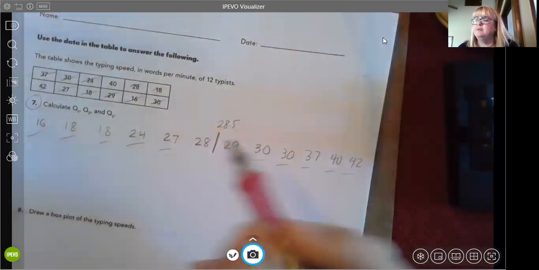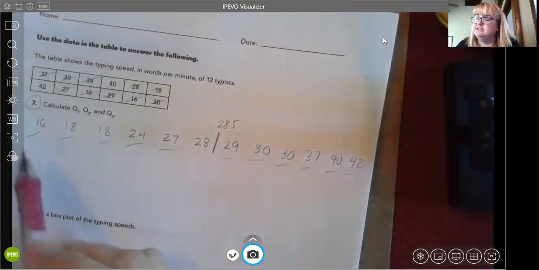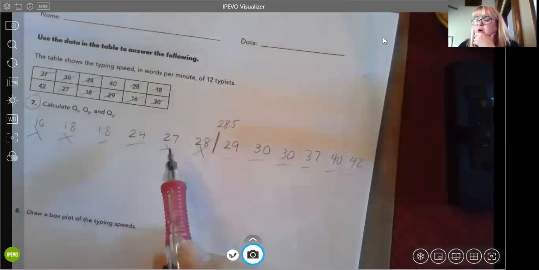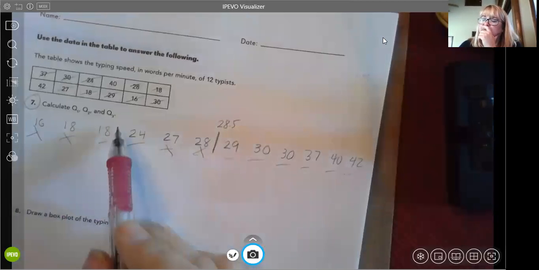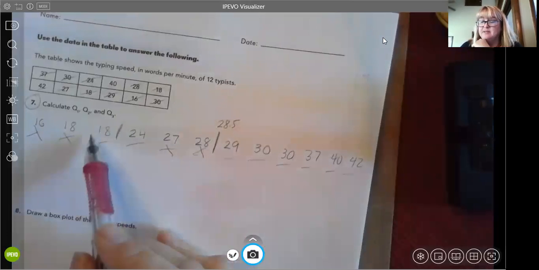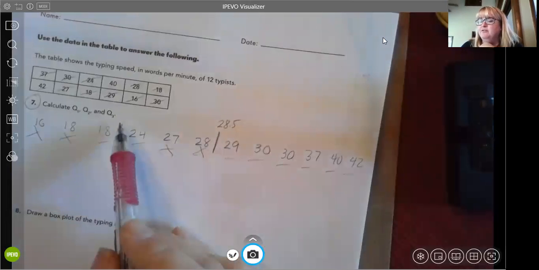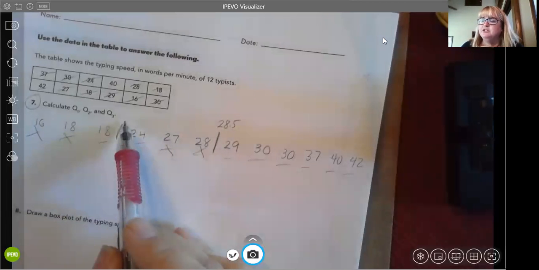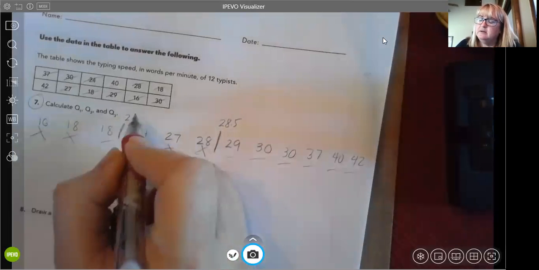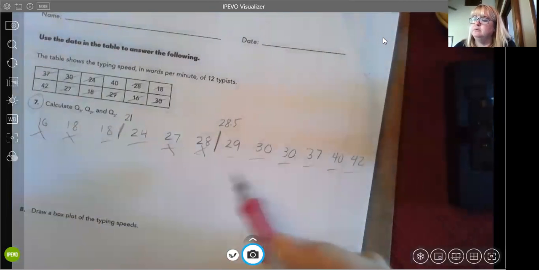Okay, now I need to figure out Q1. So smallest, largest, smallest, largest, between 18 and 24. What is between 18 and 24? Well, they're 6 apart. So halfway would be whatever's 3 apart from each. So 18 plus 3 more is 21. 21 is 3 apart. So this is 21. Yep.